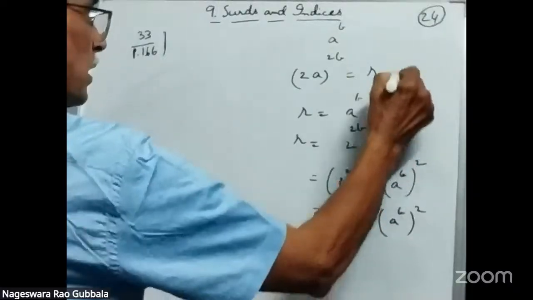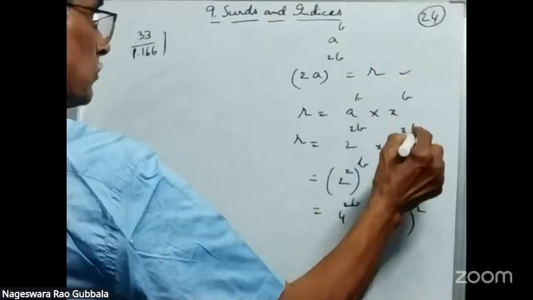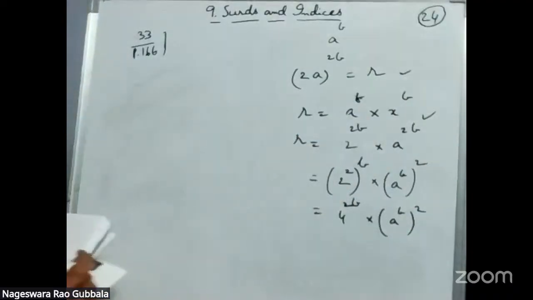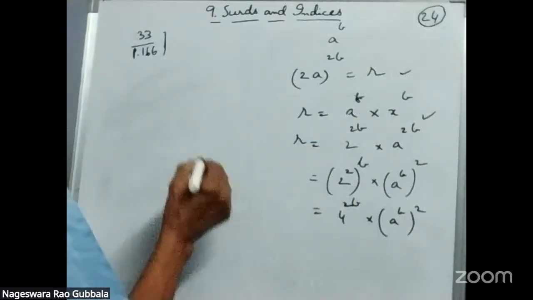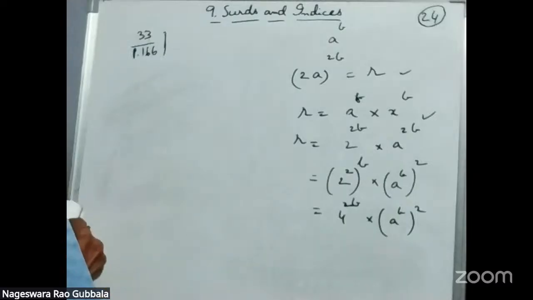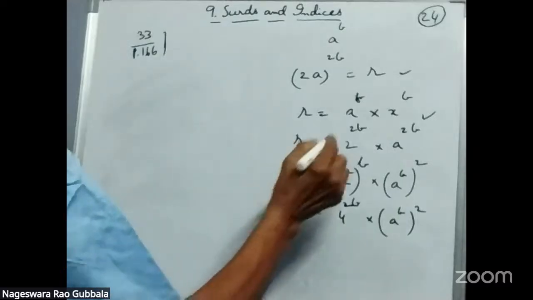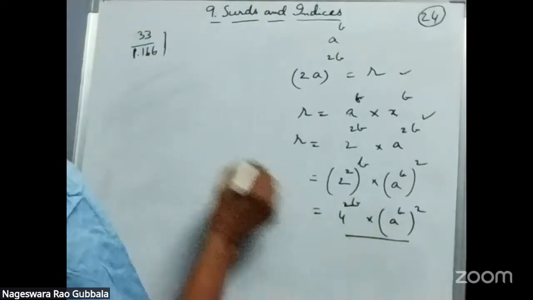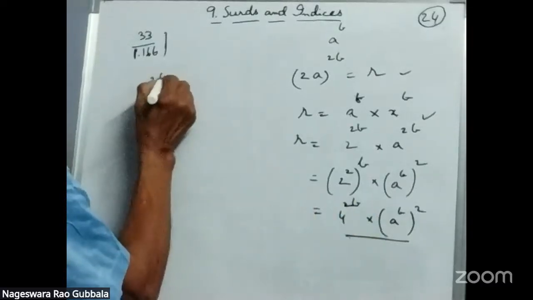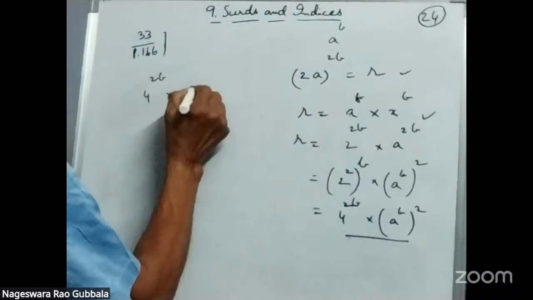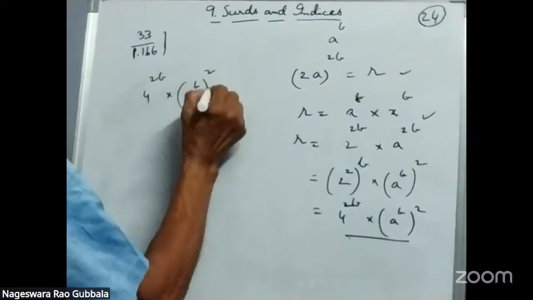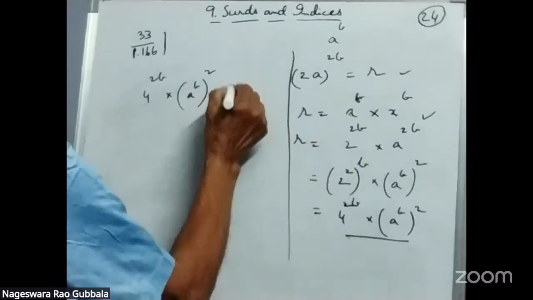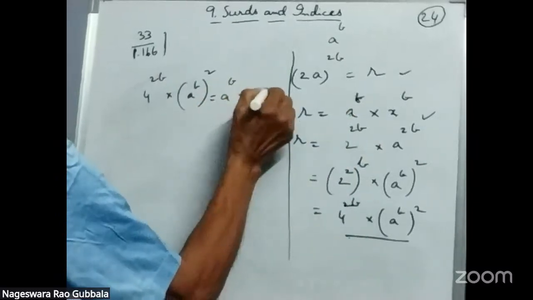From the second relation, from this one, r is a to the power of b into x to the power of b. So equate this: 4 to the power of 2b into a to the power of b whole squared, equate it to a to the power of b into x to the power of b.